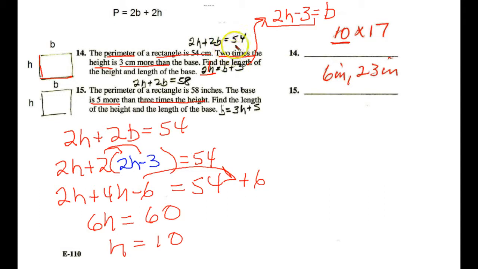And if we use this formula here, if h is 10, we go 2 times 10 minus 3 equals b. Well, this is 20 minus 3 is 17. And the other one is done exactly the same way. So let's keep this about 22 minutes, and we'll do one more section in another video.